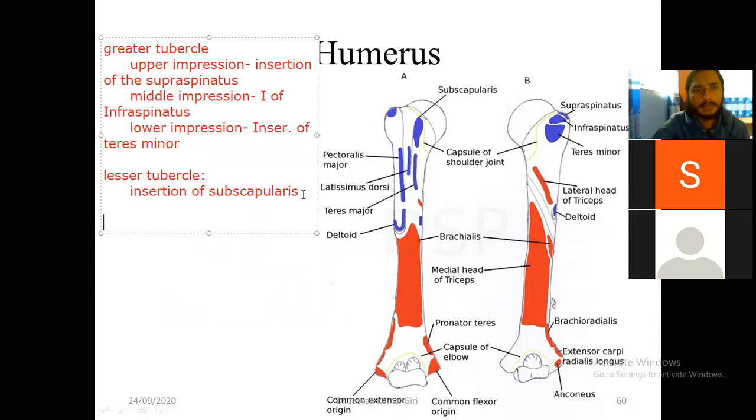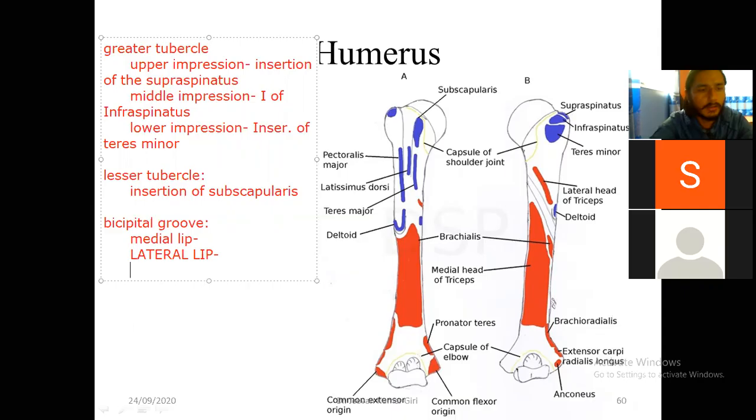Now let's go for the bicipital group. What are the parts in the bicipital group? It has a medial lip, a lateral lip, and the floor, isn't it? So medial lip of the bicipital groove, lateral lip of the bicipital groove, and the floor of the bicipital groove. I will write floor here. So these are the three parts.